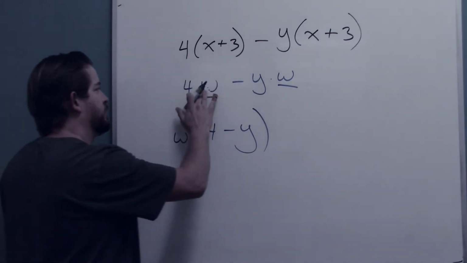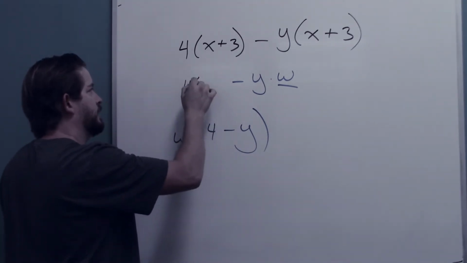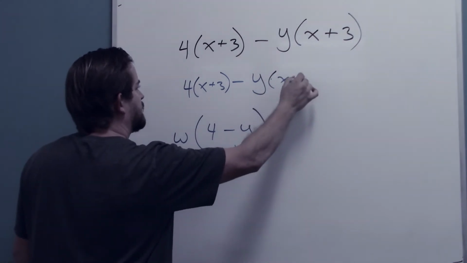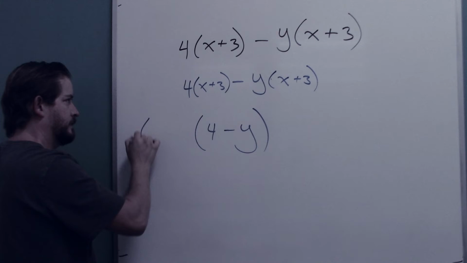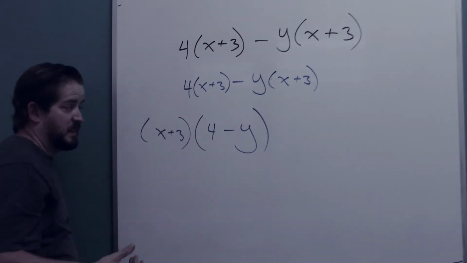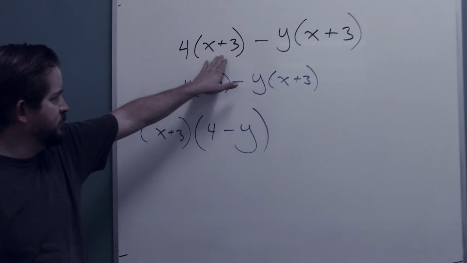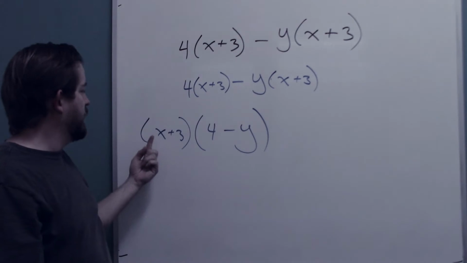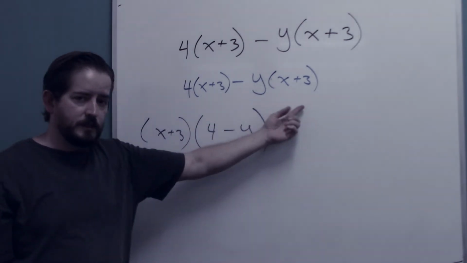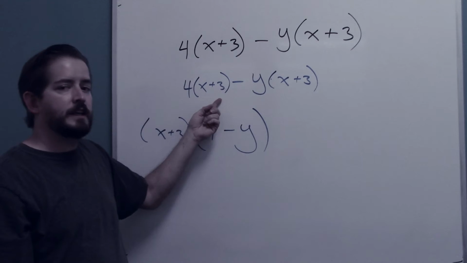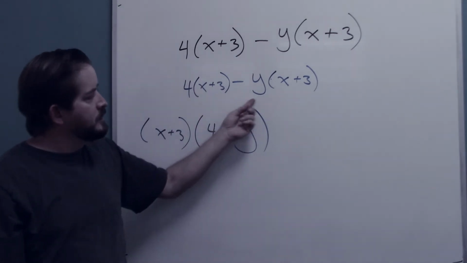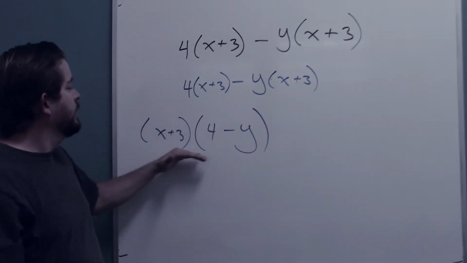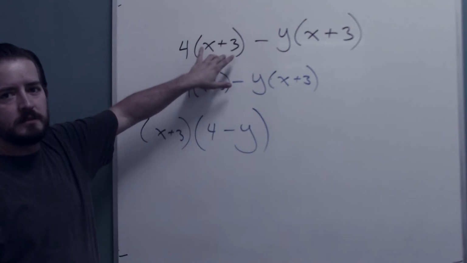So if I treat this w like what it was meant to be, that x plus 3, then I've still factored, right? If this x plus 3 appears as a factor in both of these terms, I can pull it out, and it's just like dividing all of this by x plus 3. Divide the first term by x plus 3, it cancels out and leaves me with a 4. Divide the second by an x plus 3, it cancels out and leaves me with a y, and a minus between the two.